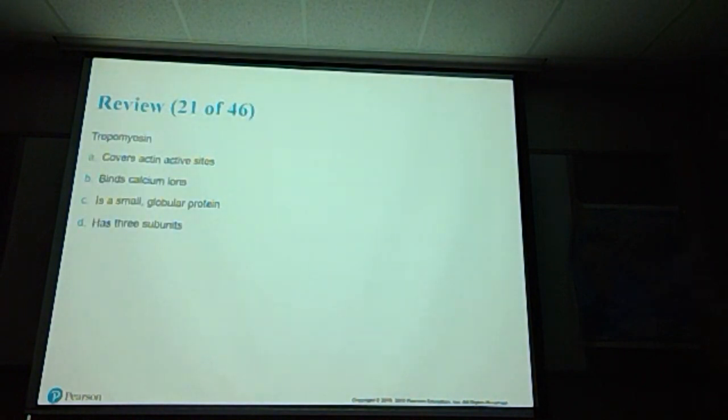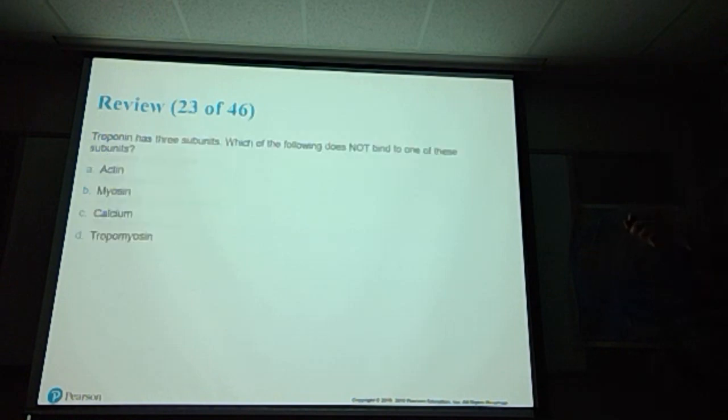Tropomyosin: does it cover actin active sites? Does it bind with calcium? Is it a small globular protein, or does it have three subunits? It covers actin active sites. Troponin has three subunits. Which of the following does not bind to one of those subunits? You just went over this.